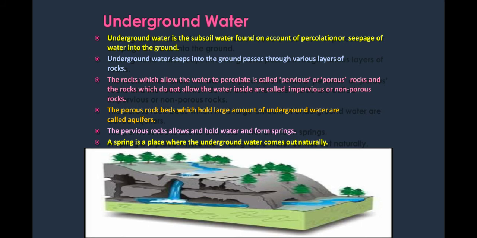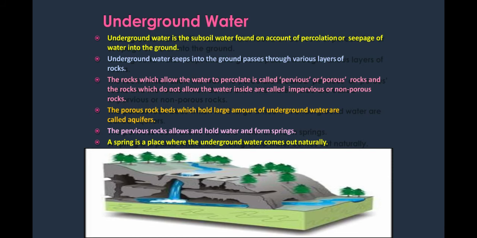So the pervious rocks allow and hold water and form springs. A spring is a place where the underground water comes out naturally. Now remember, this underground water is very, very important. Today we have very little underground water because we have used it all. And what has happened? The seepage. When the rain falls, the water is not accumulated underground because everywhere we have made cemented concrete roads. So we are finding it difficult.